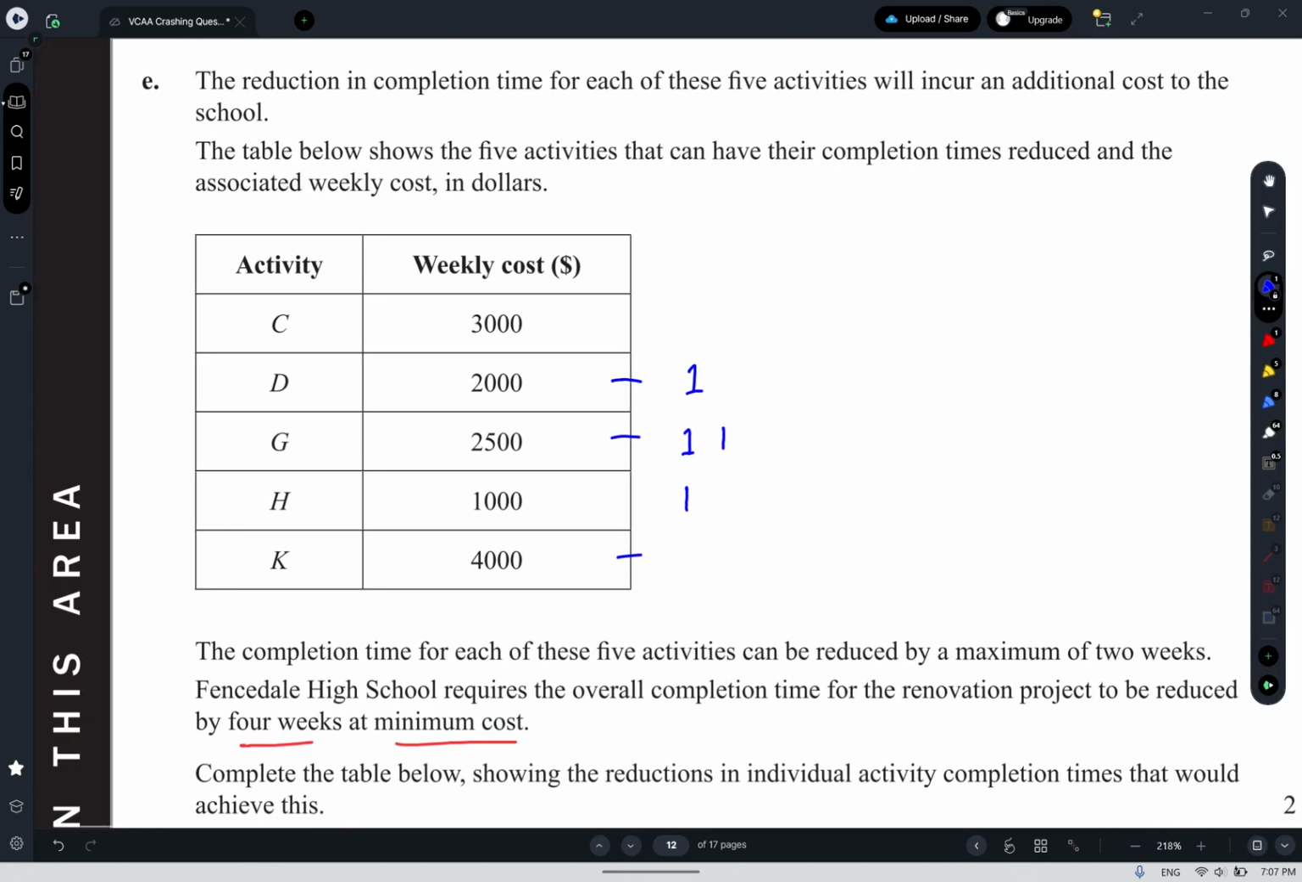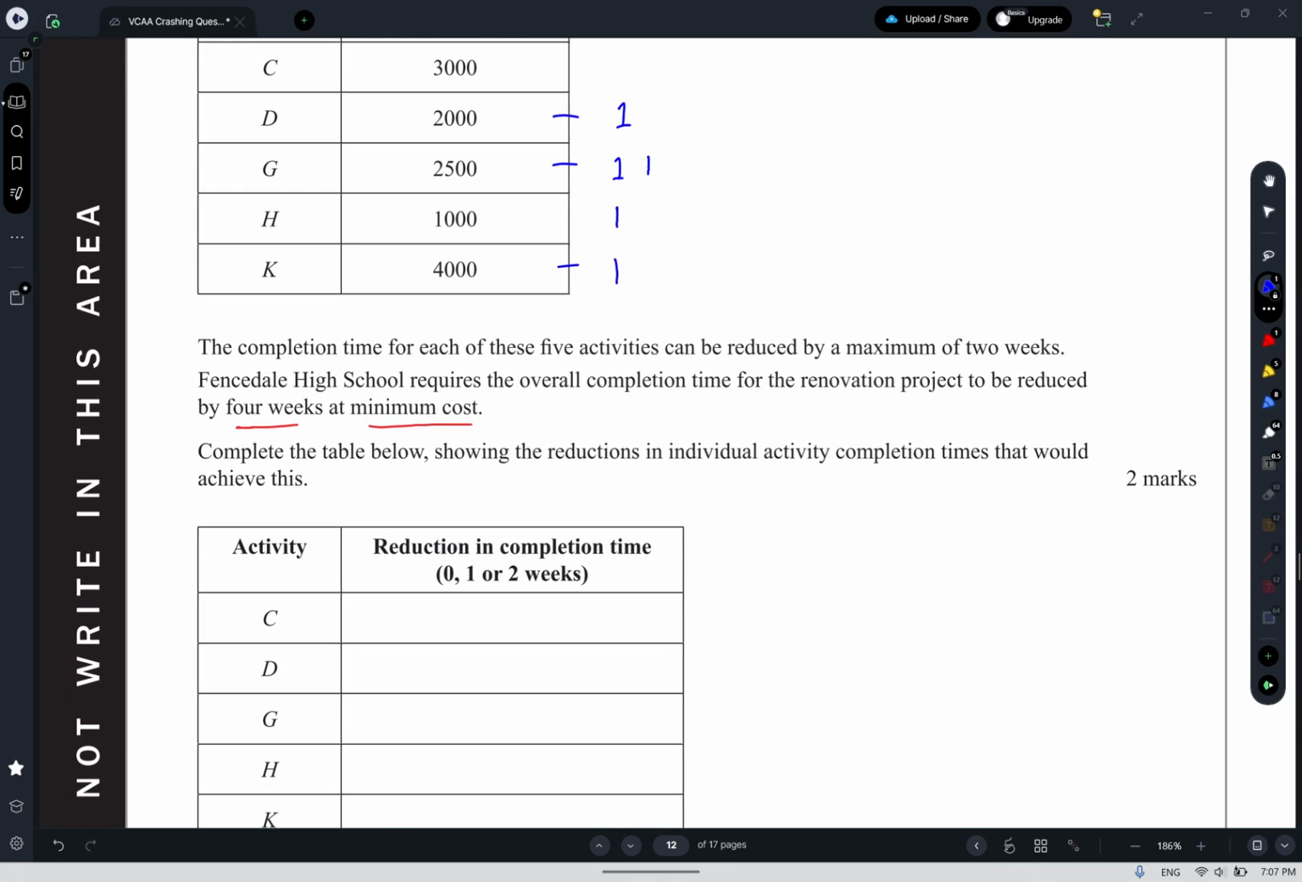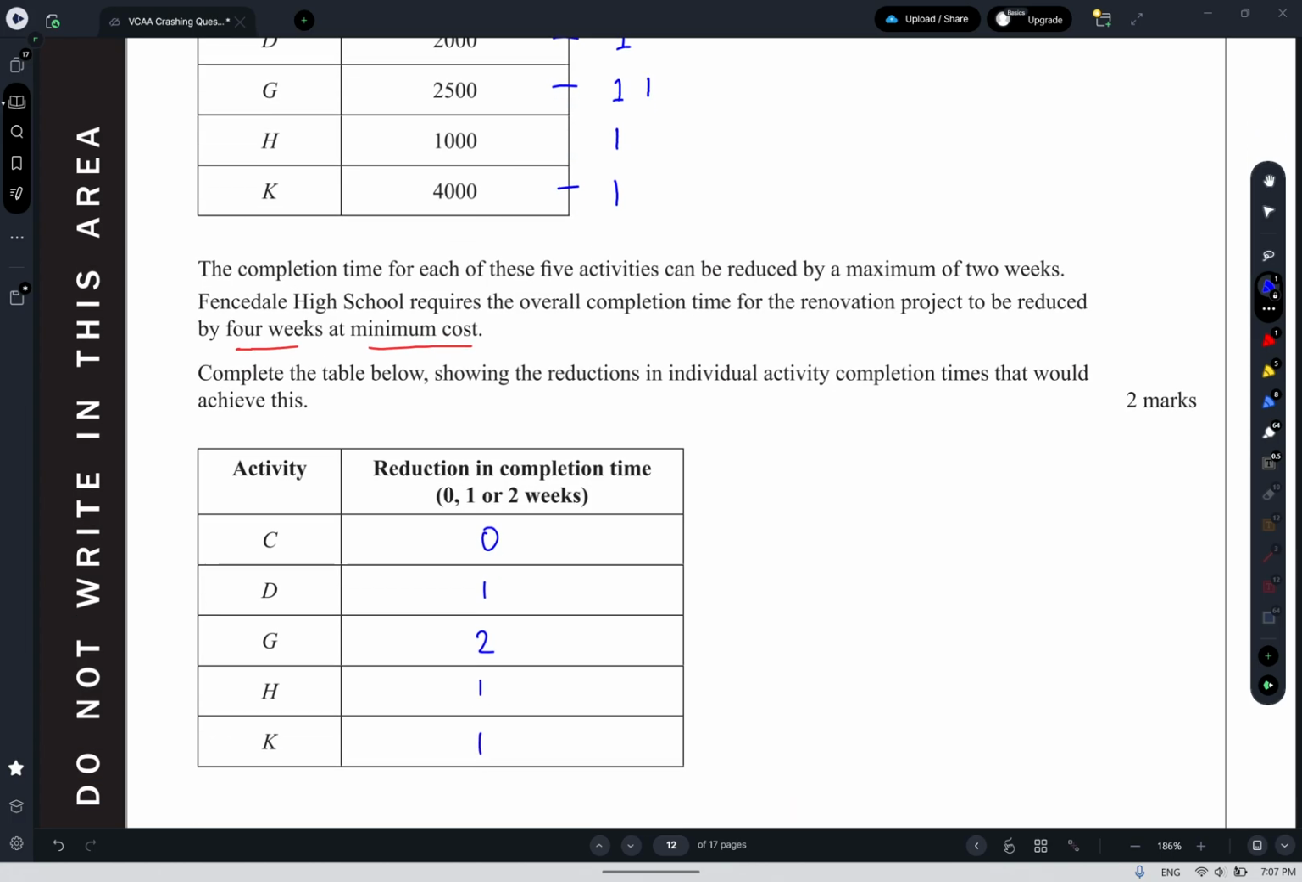So C and D would be 5,000, K is 4,000, so I'll reduce K by 1, and I've reduced the total thing by 4 so far. So it'll be 0 for C, 1 for D, 2 for G, 1 for H, and 1 for K.